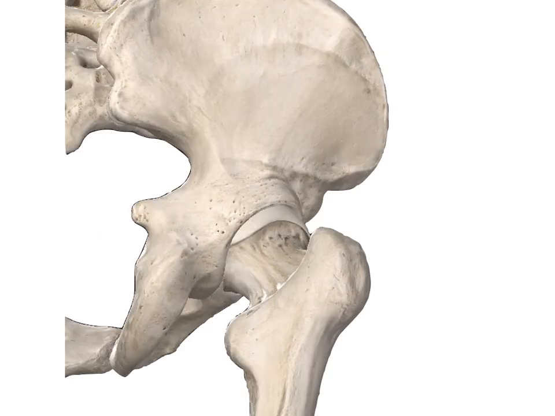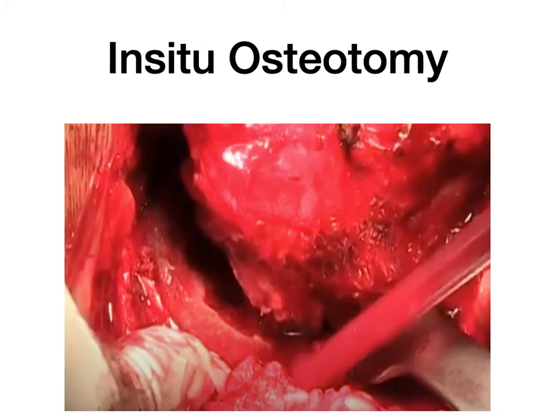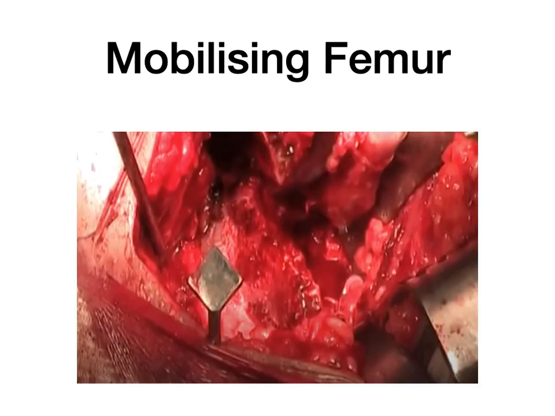So you see, that's the junction you have identified. Typically, that's the neck area you'll see, and this is the osteotomy that is typically done. It's a good idea to mark your osteotomy before you actually do it. This is how an in situ osteotomy is performed. You remove the wafer after using the osteotome to complete the osteotomy, and then once that's there, you mobilize the femur. You see, I've translocated the femur anteriorly to come to this.